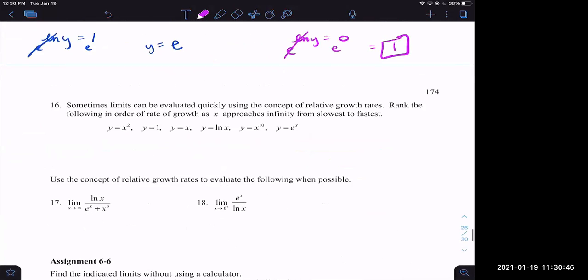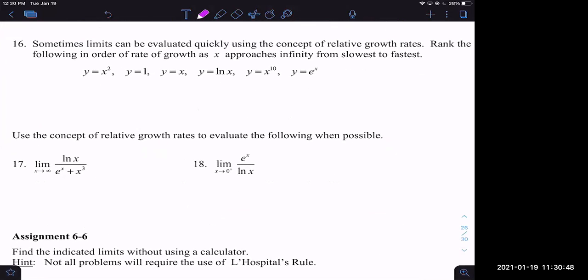One of the easiest things about limits, though, is often you can avoid L'Hopital's rule or other things if you're just looking at relative growth rate. Like you know it's an infinity over infinity case, but you know one of the infinities is growing faster than the other, then you don't have to do L'Hopital's rule. So of all of these functions that are listed, which one grows the slowest? 1. So 1 definitely has the slowest growth rate. It has no growth rate.